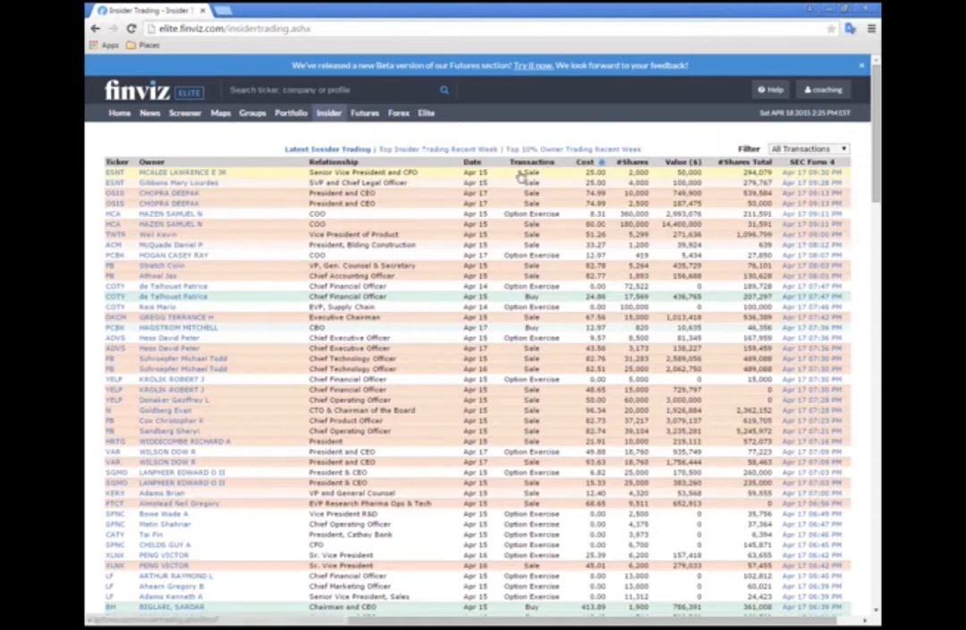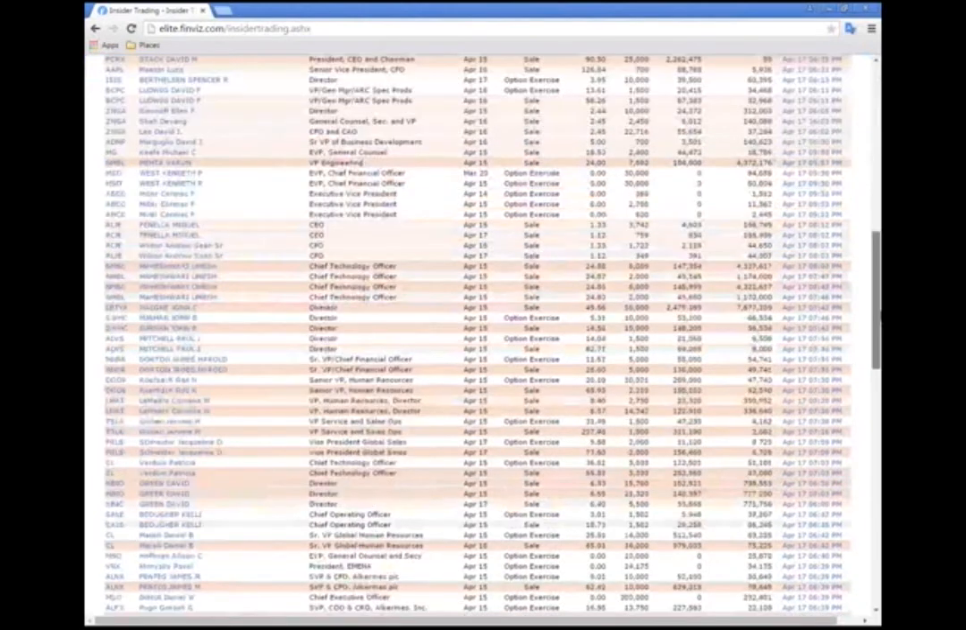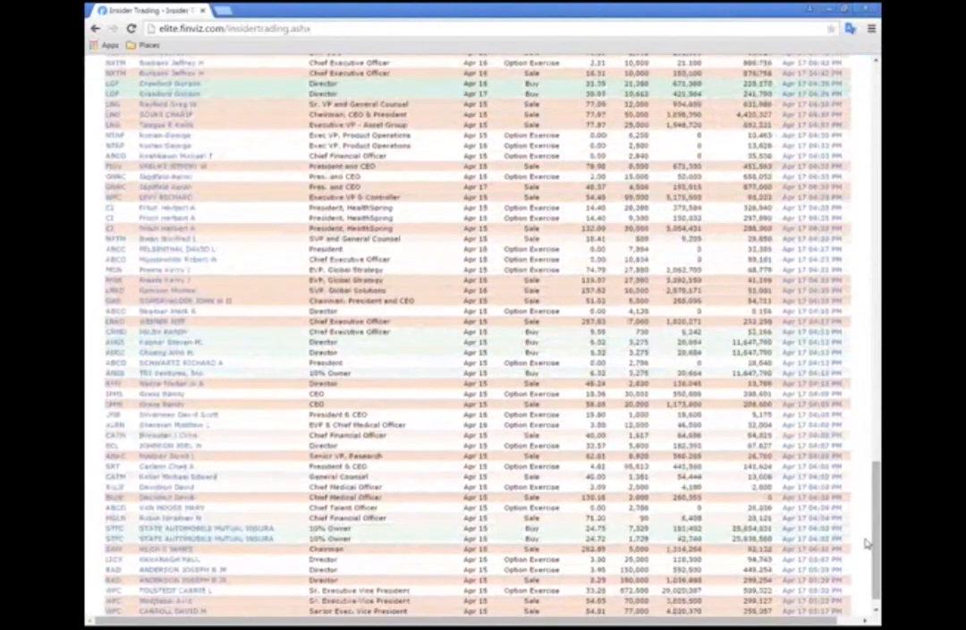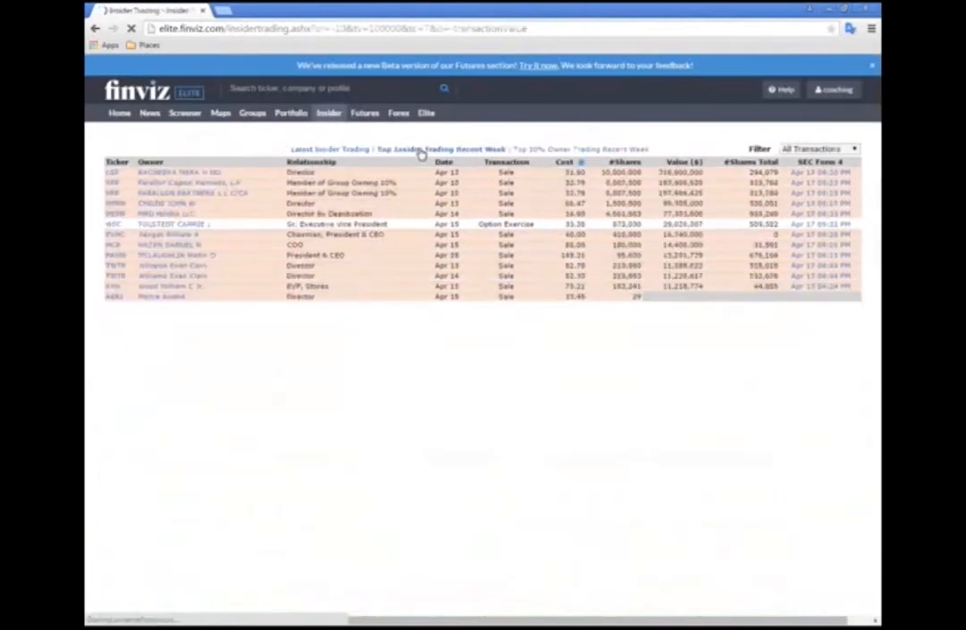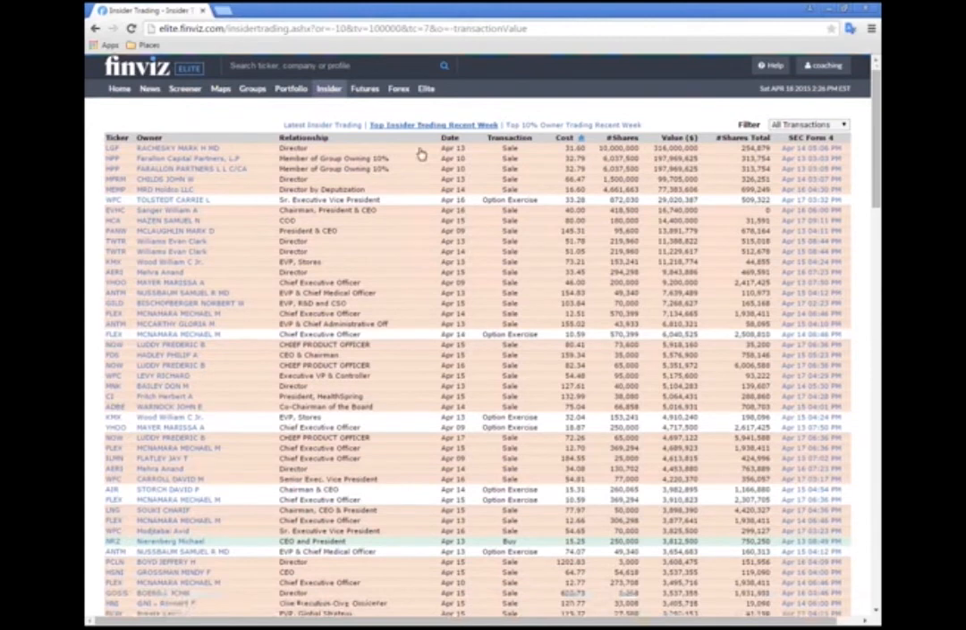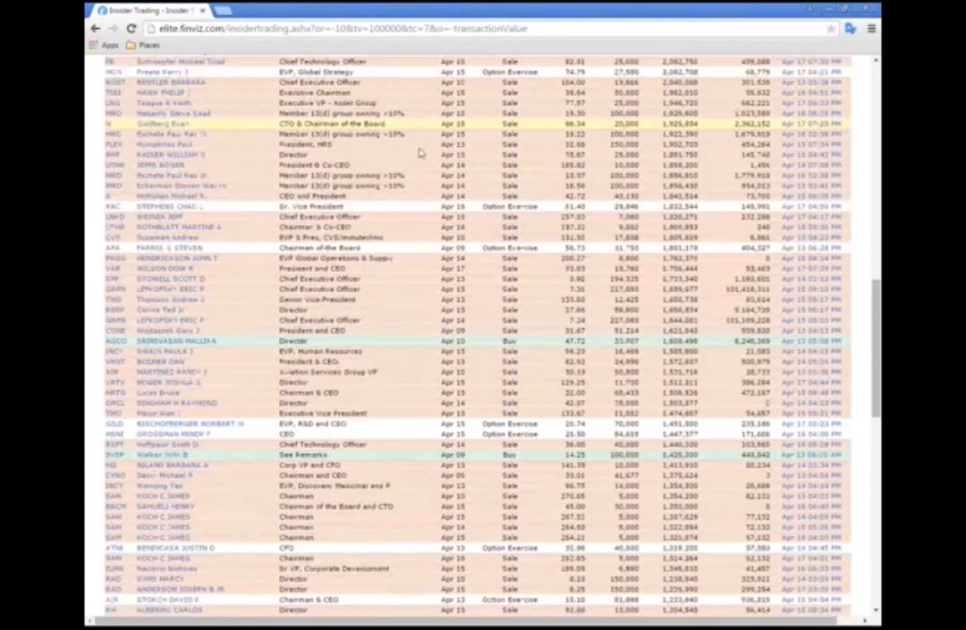So you can see the sells here, the latest insider selling, all red, with a couple of blues. Let's go to top insider trading. This is the largest transactions of the largest companies. What do you see? Not just yesterday, but the entire week. Sell, sell, sell, the whole way through.